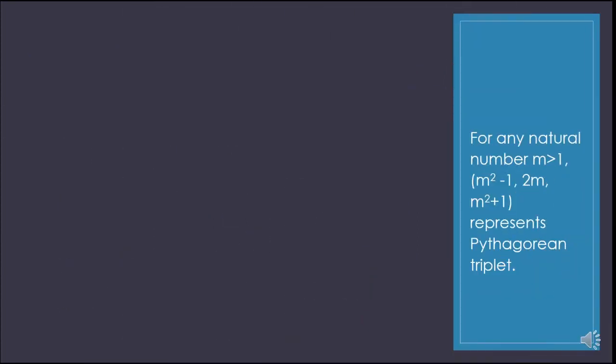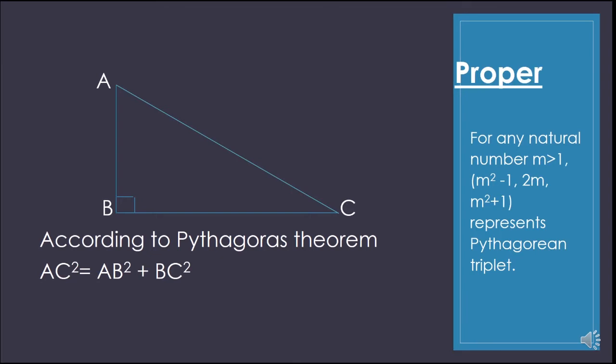Now the most important property, that is Pythagorean triplet. The last property: for any natural number m greater than 1, m square minus 1, 2m and m square plus 1 represents a Pythagorean triplet. This is taken from Pythagoras theorem itself, because whenever we obtain a Pythagorean triplet, the three numbers in the triplet satisfy this Pythagoras theorem.